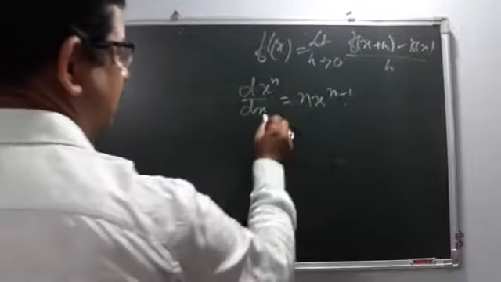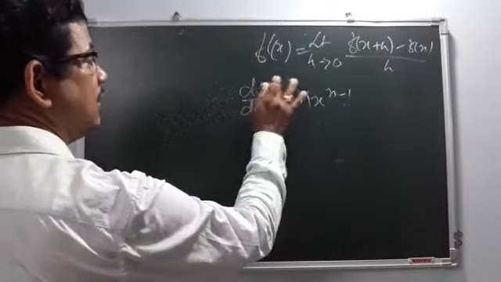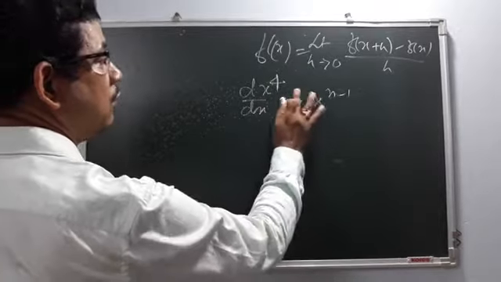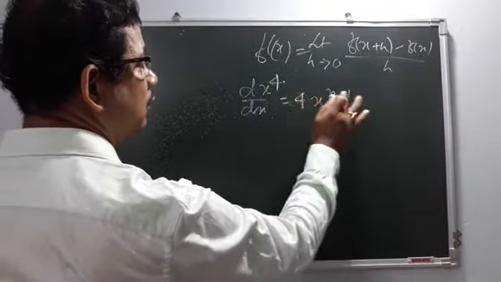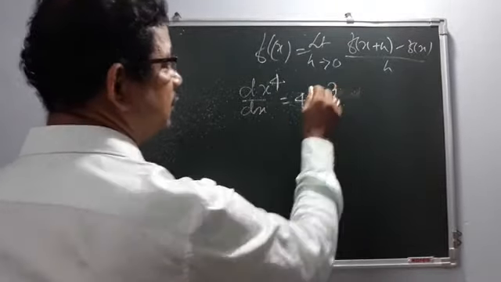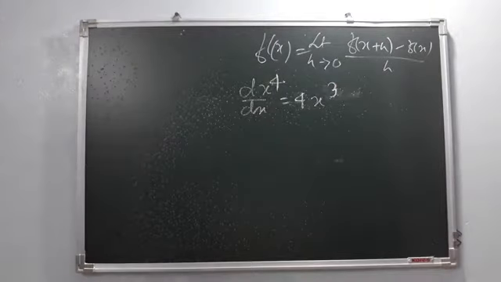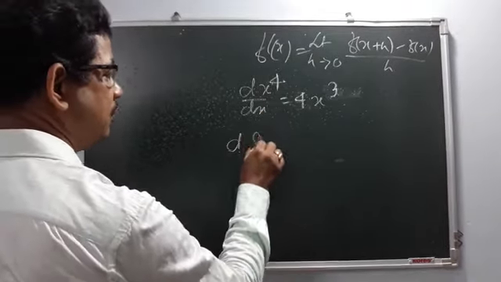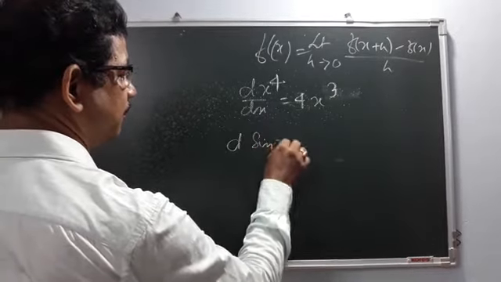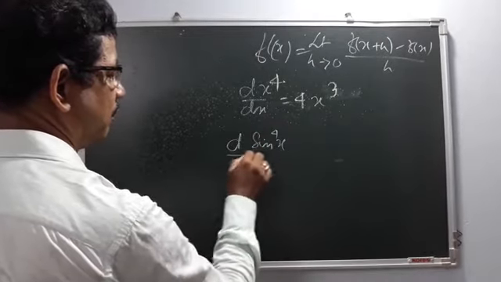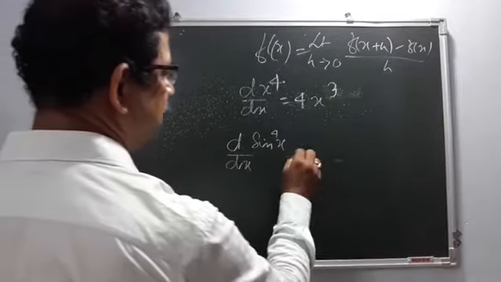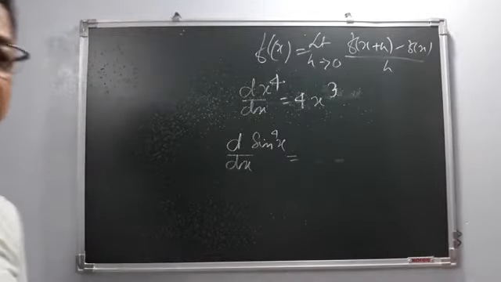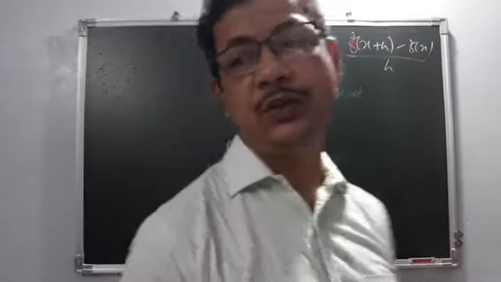I have written this one. Suppose the power is 4. Then the formula will be what? 4 x to the power 4 minus 1, that is 3. This is the formula for differentiation of x to the power 4 with respect to x. Now, what does the chain rule say? Suppose x is replaced by sin x. If anyone asks to find the derivative of this, then you have to use the chain rule.